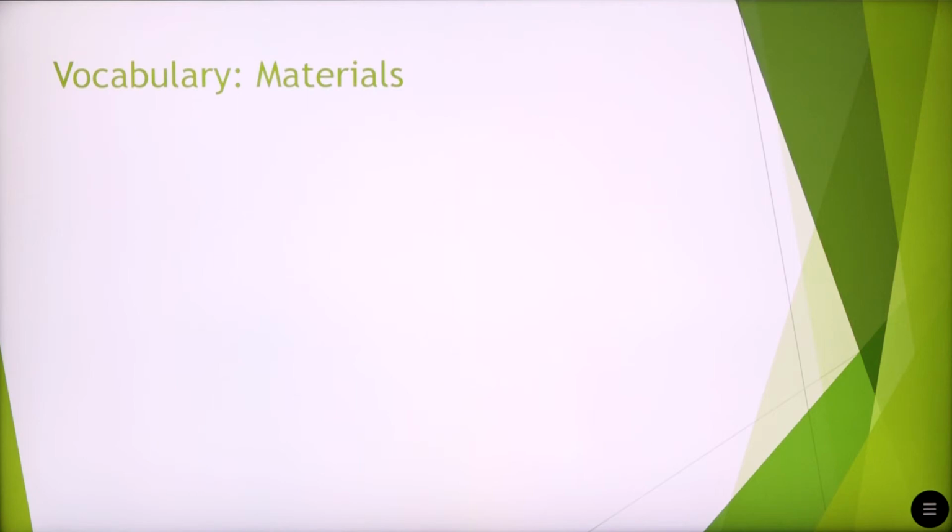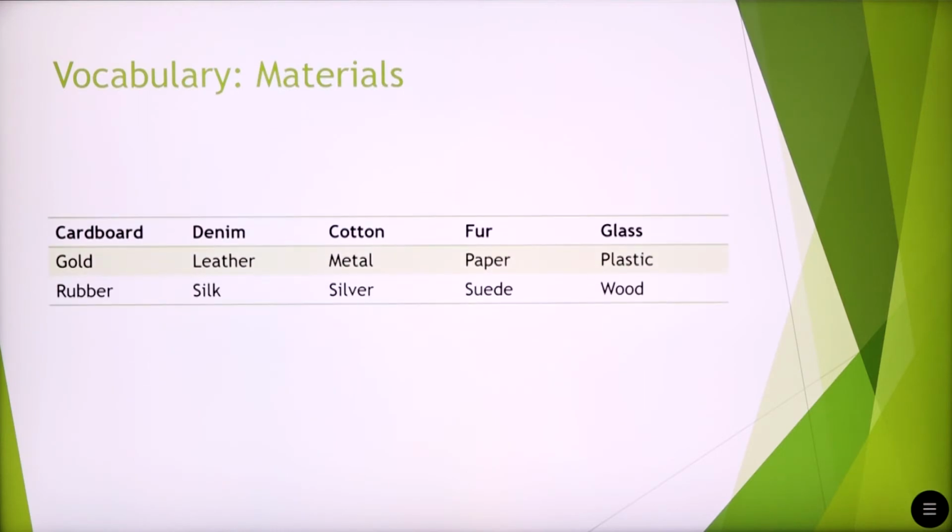Now let's go with the other part of today's lesson. It's about materials. Have you ever thought about the things that you wear and the things that you use? What kind of materials do they have? We have a table here which focuses on words that deal with materials. The first is cardboard. Then we have denim, cotton, fur, glass, gold, leather, metal, paper, plastic, rubber, silk, silver, soil, wood.